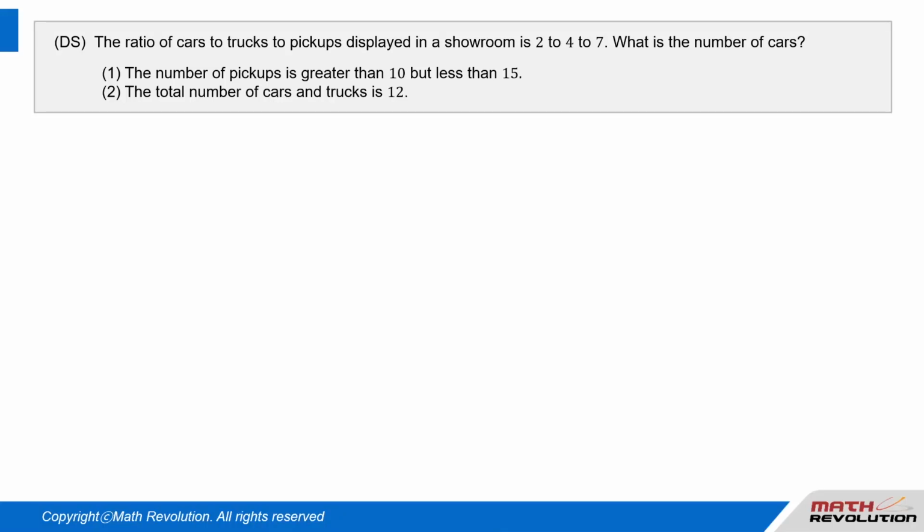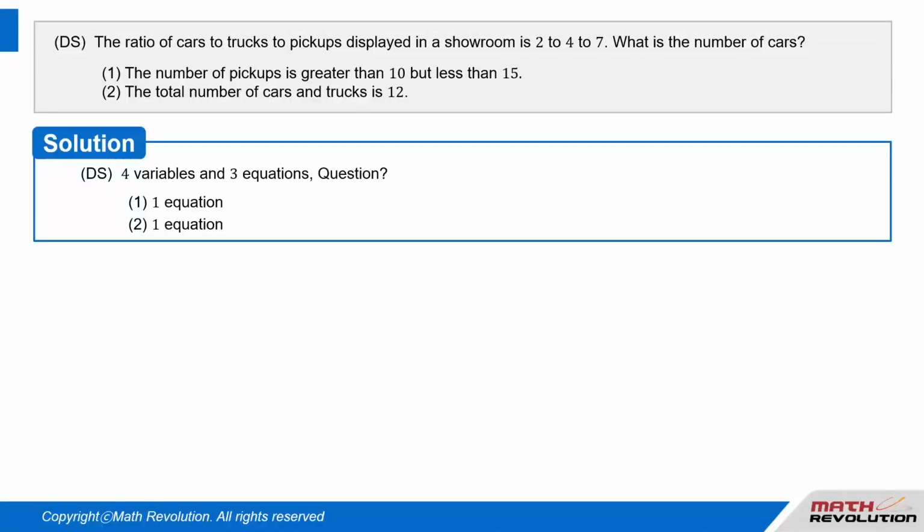Question. DS. The ratio of cars to trucks to pickups displayed in a showroom is 2 to 4 to 7. What is the number of cars? Condition 1. The number of pickups is greater than 10 but less than 15. Condition 2. The total number of cars and trucks is 12.